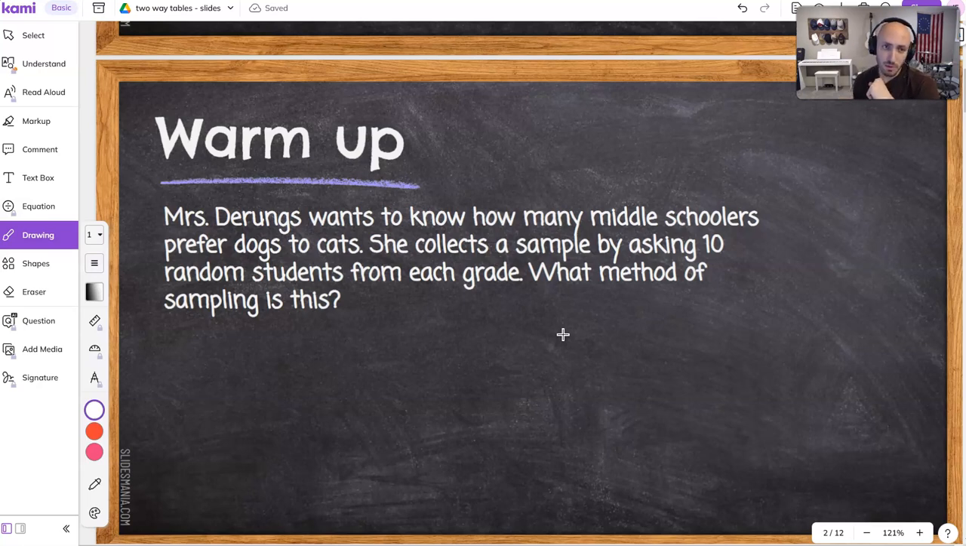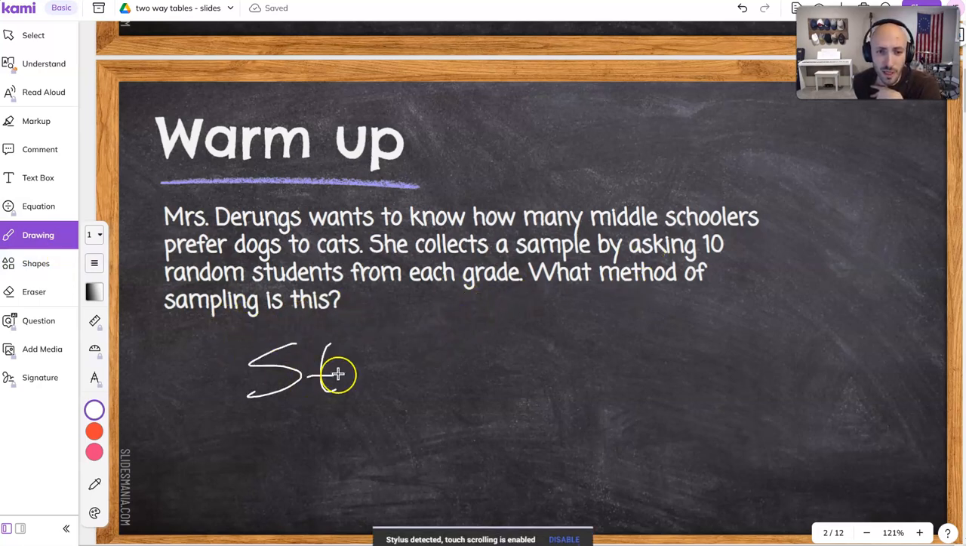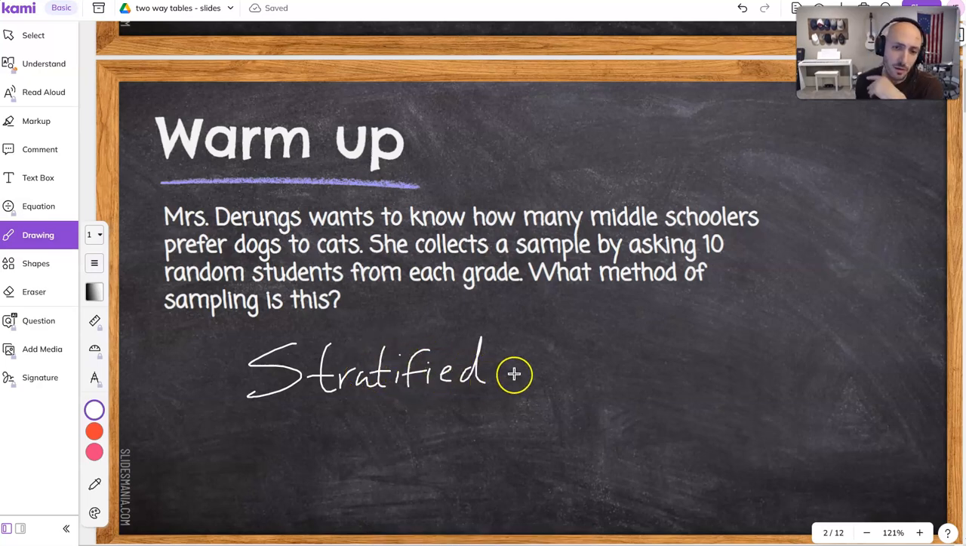But this is a good sample. This is stratified sampling. We're really making sure that we've got an equal representation from each grade level by asking 10 random students from each grade. So this is stratified sampling. Okay, cool. So a little bit of review there.